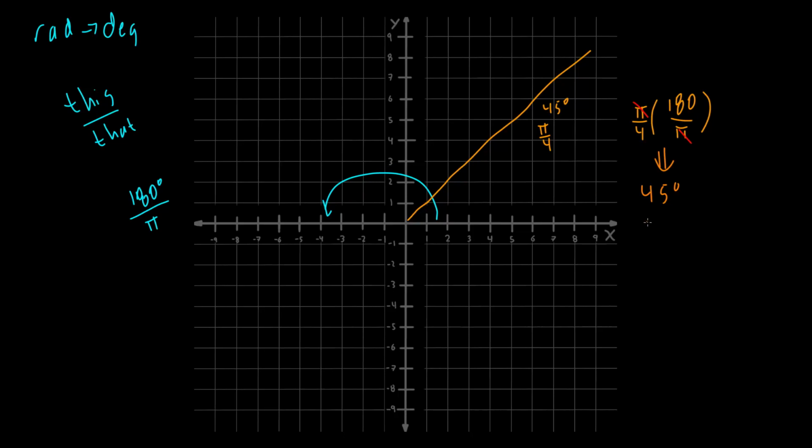You could do the same thing with 2 pi over 3, or whatever it's going to be. You want to do it? Let's do that. All right, so 2 pi over 3. Is that the right way? 2/3 pi? That's what it was, right?